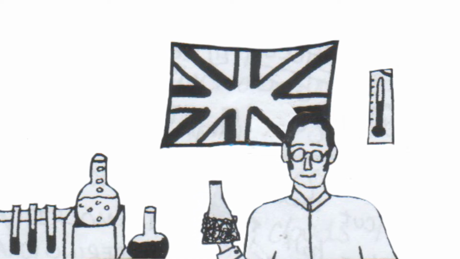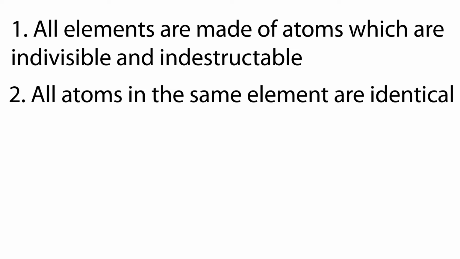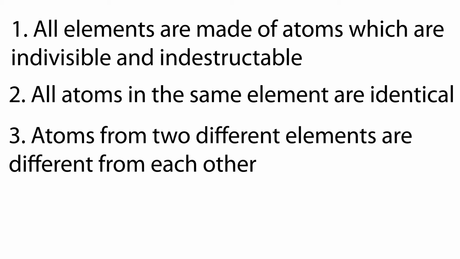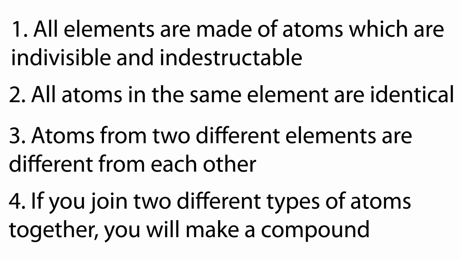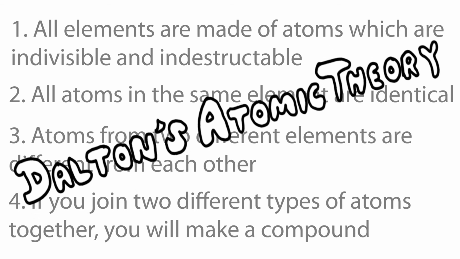After conducting many experiments, Dalton came up with the following theory. All elements are made of atoms, which are indivisible and indestructible. All atoms in the same element are identical. Atoms from two different elements are different from each other. If you join two different types of atoms together, you will make a compound. This is known as Dalton's atomic theory.